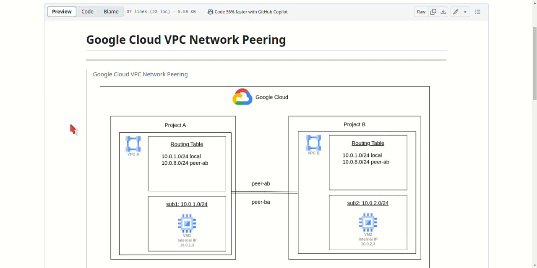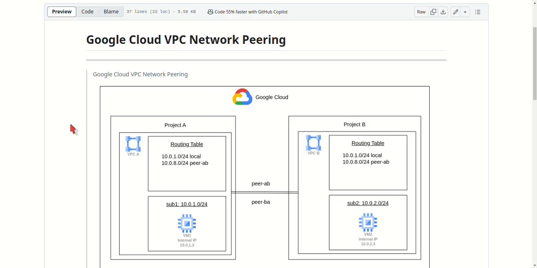Secondly, implement least privilege access. Use IAM policies to enforce least privilege principles, restricting VPC network peering modifications to authorized administrators and sharing only necessary routes.